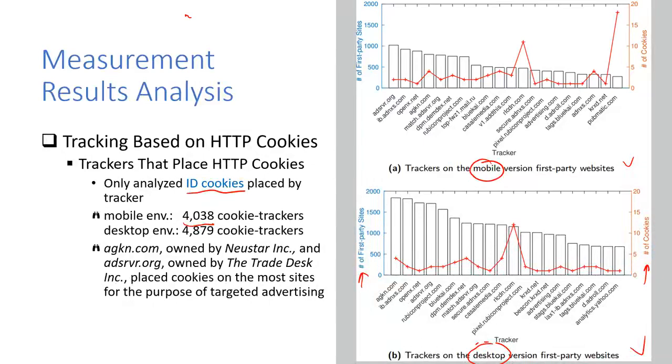As you can see from these figures, hkn.com, which is owned by Neustar, and adserver.org, which is owned by the Trade Desk, placed cookies on the most first-party websites. And the purpose of those cookies is targeted advertising.